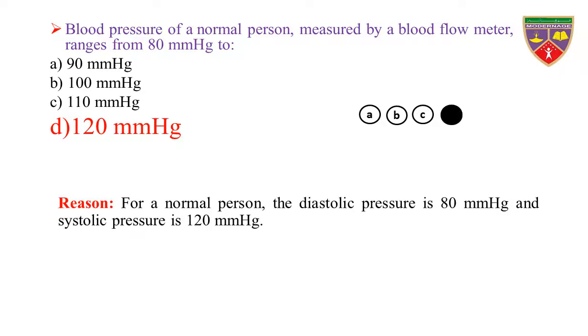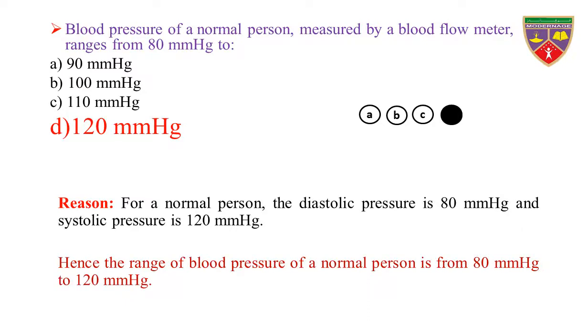Reason: for a normal person, the diastolic pressure is 80 millimeter of mercury and systolic pressure is 120 millimeter of mercury. Hence, the range of blood pressure of a normal person is from 80 millimeter of mercury to 120 millimeter of mercury.